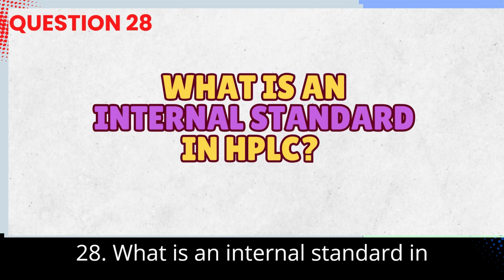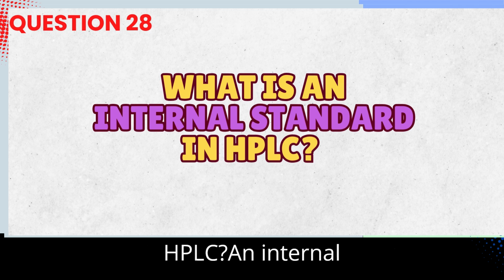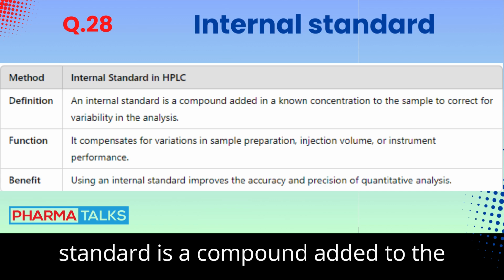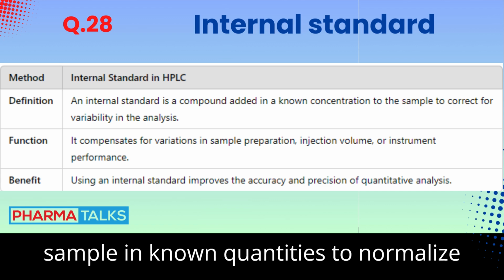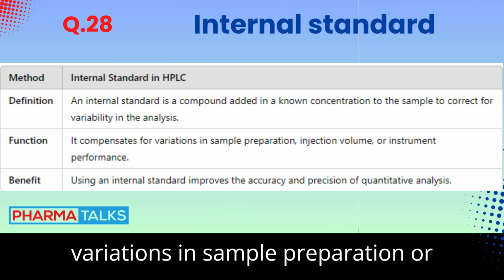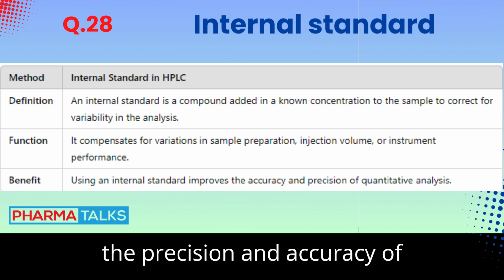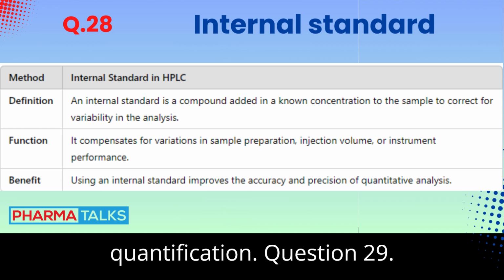Question 28. What is an internal standard in HPLC? Answer. An internal standard is a compound added to the sample in known quantities to normalize variations in sample preparation or instrument conditions. This helps improve the precision and accuracy of quantification.